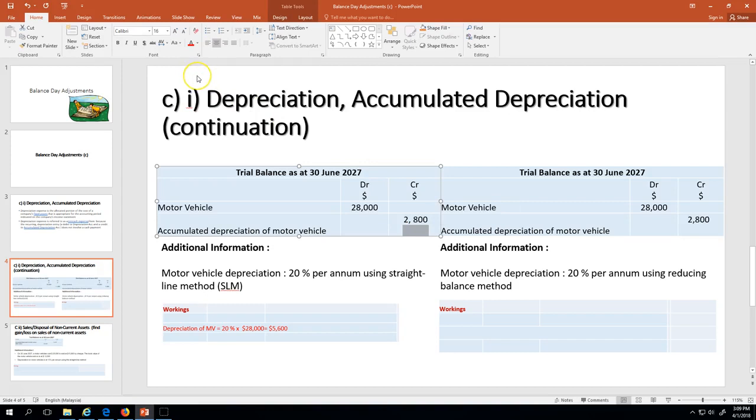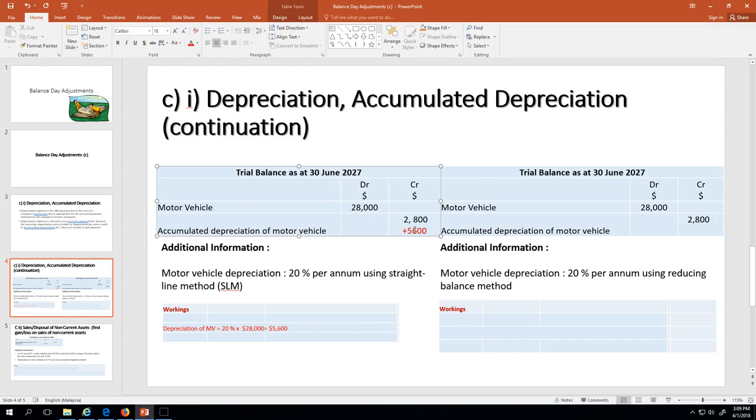Why? Because we debit depreciation. We are not going to open the account. And we credit accumulated depreciation, so we add to it. When we add this here, we must know exactly what we are doing.